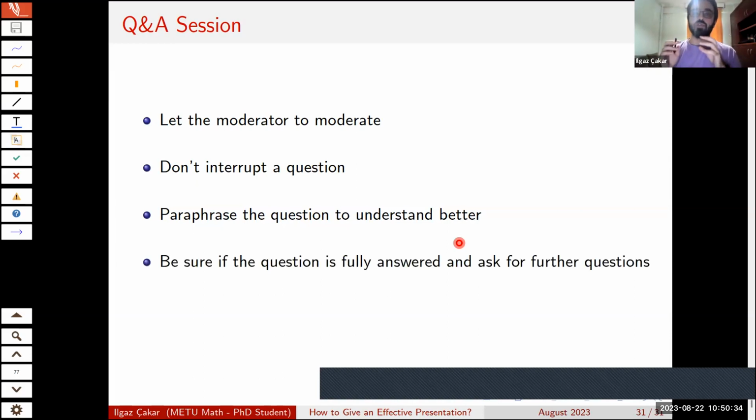And be sure you fully answer the question. You can ask if you fully answered the question, and then you can ask for further questions from the same audience member. If the specific audience member is finished with this question and you answer it fully, then the moderator will pick another question for you, and the same process happens again.